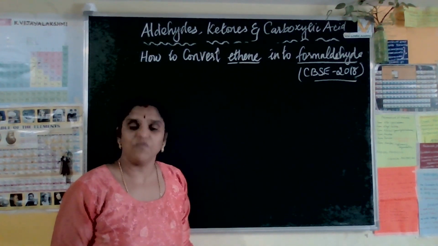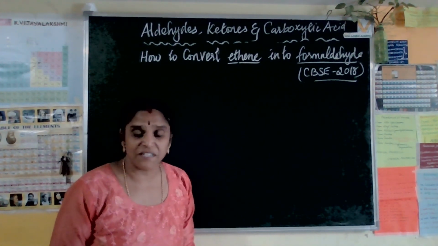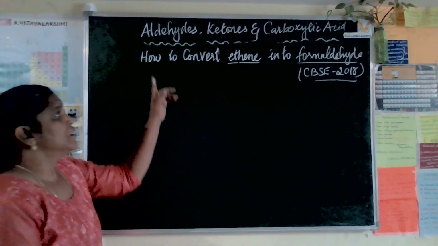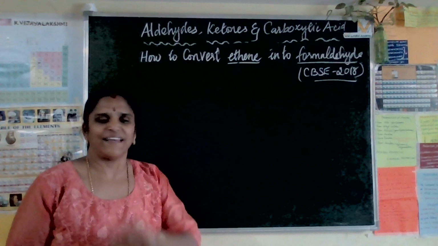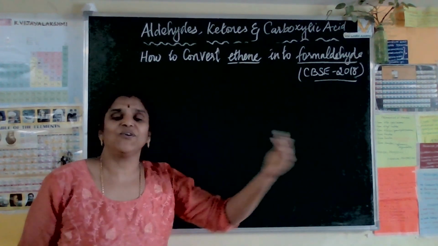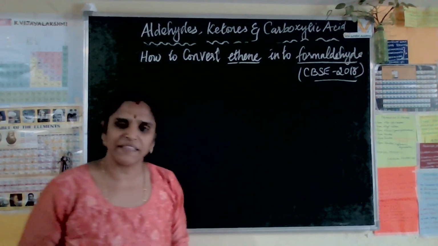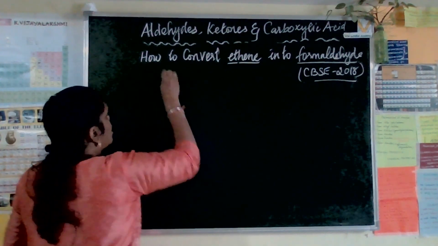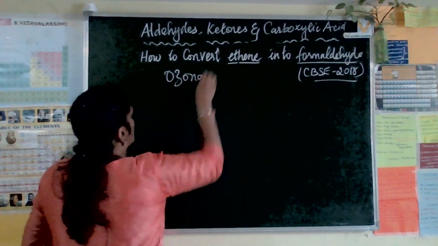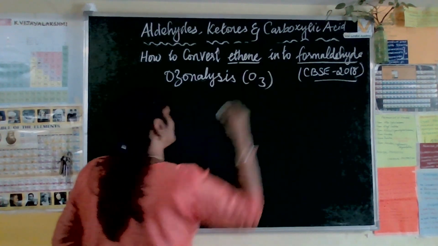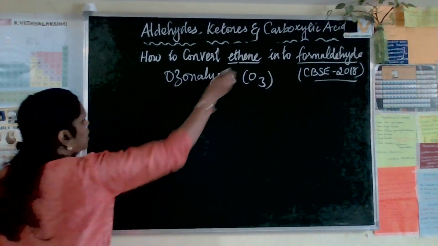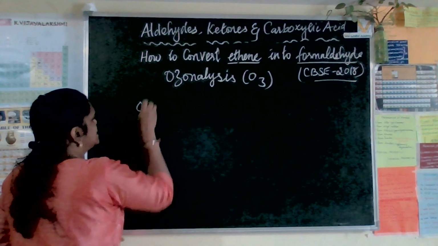Students, today we are going to see some more important questions, starting with how to convert ethene into formaldehyde. That is nothing but alkene into aldehyde. You know what method we are following? Ozonolysis, O3. It's very interesting. Now let us go for this question.